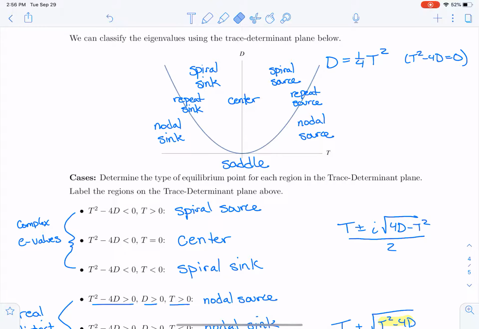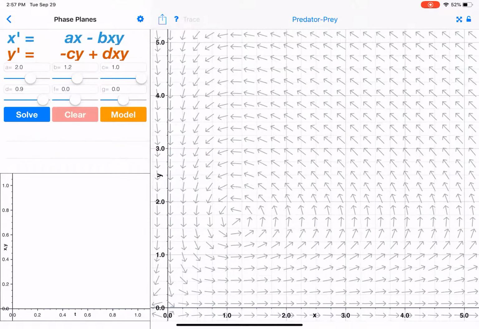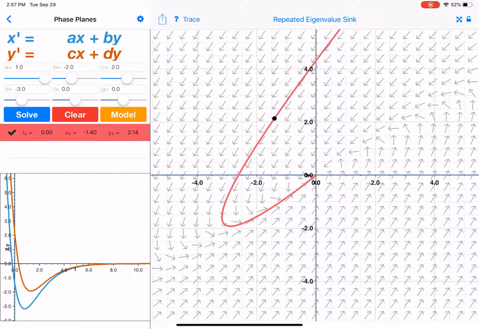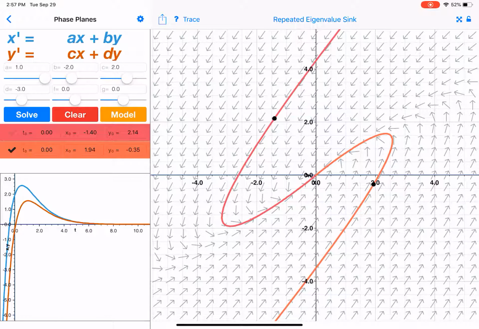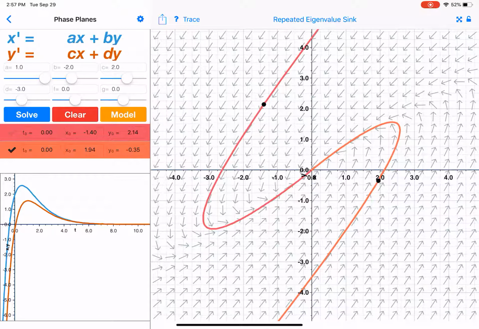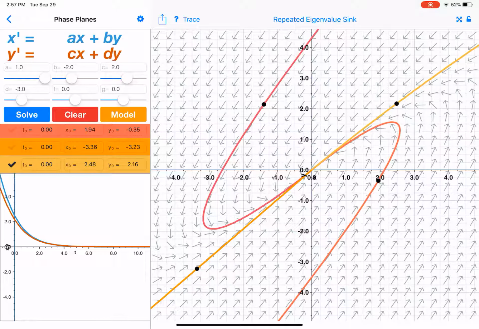And so what we can do is look at our phase plane. I'm going to go to phase planes in slopes, and we can look at, say, when there's a repeated sink, and I can plot a couple of solutions like those. And what you see is that solutions are approaching 0, 0, but they always stay kind of to the left or the right of some dividing line. Let me see if I can get that dividing line in there. So they always stay either to the left or the right of that dividing line.